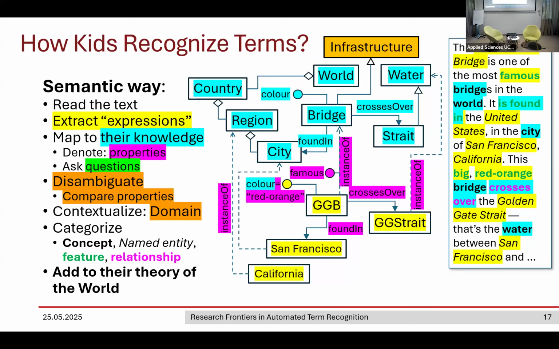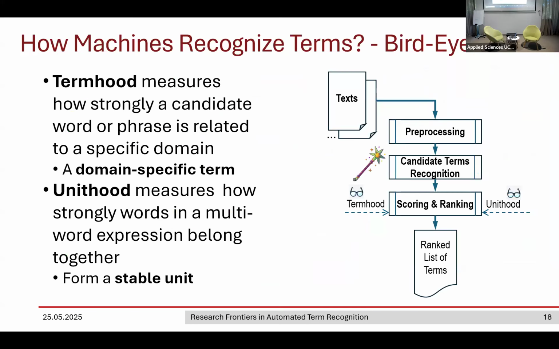Some people think that in the era of generative AI, they will soon lose their professions. Even kids will not lose their profession for quite some time, because generative AI still cannot outsmart even kids in this. Yes. Is it semiotics, like meaning? The computer doesn't understand the meaning of the words? Yes, this is it. And this is how machines recognize terms, which is a bird's eye view, of course. I'm not going into details for now.